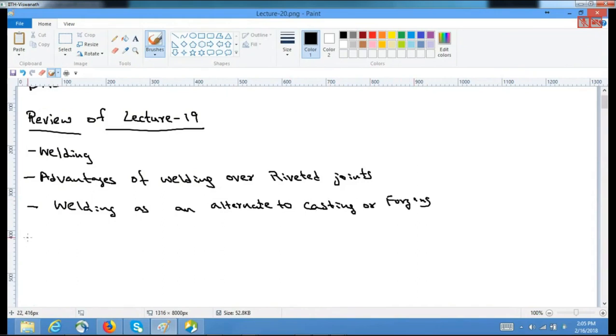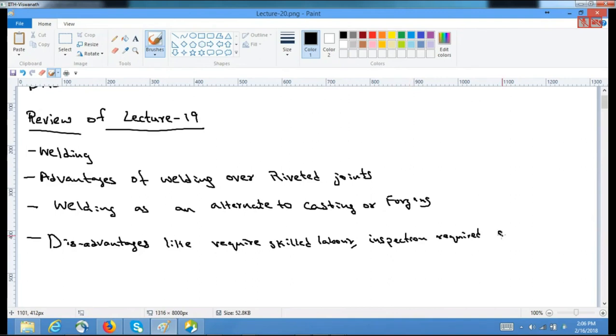And then there are a few disadvantages of welding. The disadvantages are that it requires skilled labor, inspection, specialized tools, and others.